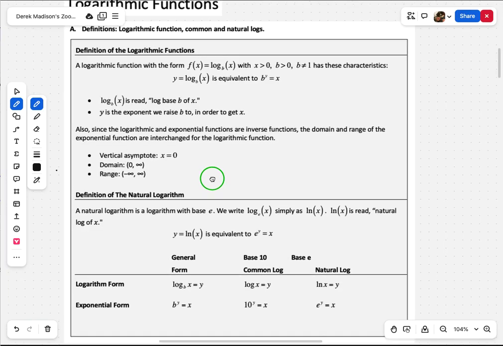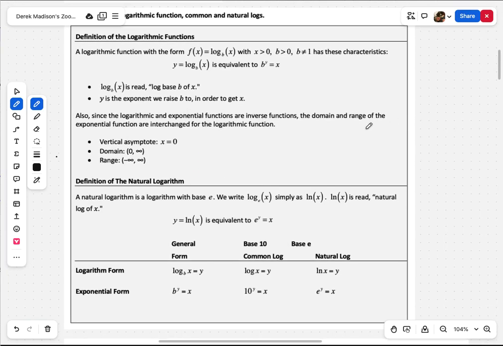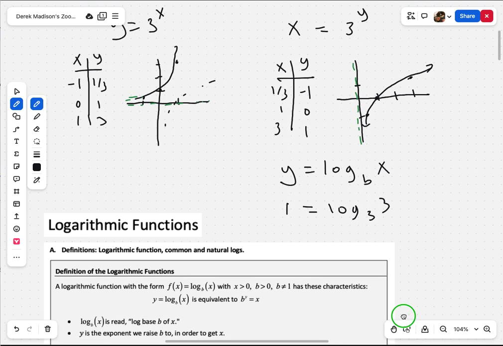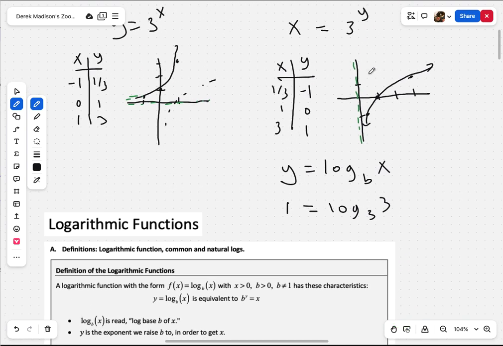So logs and exponentials are inverse functions, so the domains and ranges will be swapped, which we saw on this quick sketch of the graph. For exponentials, all real numbers is the domain. So for log, all real numbers is the range. And the range on an exponential is 0 to infinity, not including the 0. And we're going to find the domain of the log is 0 to infinity, not including 0.